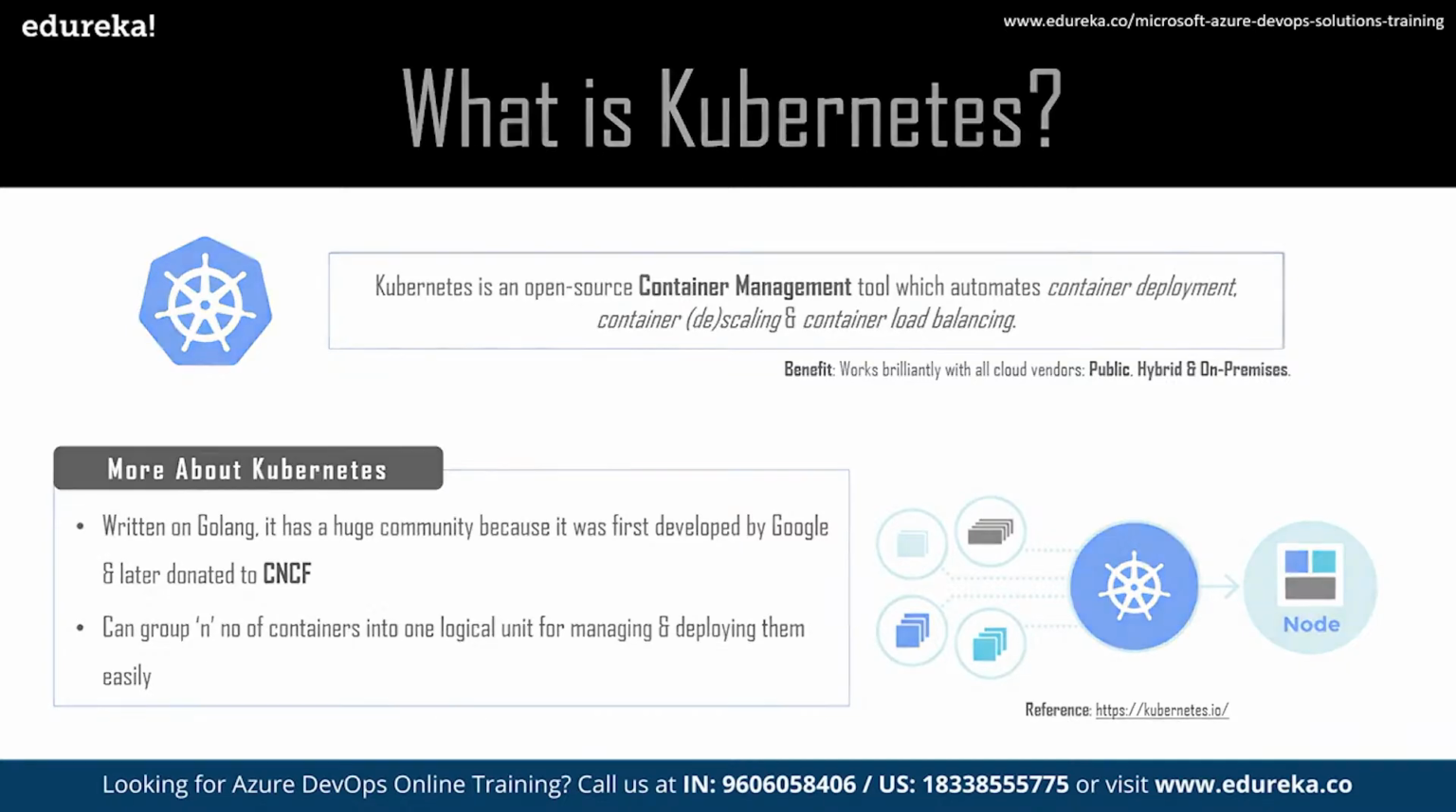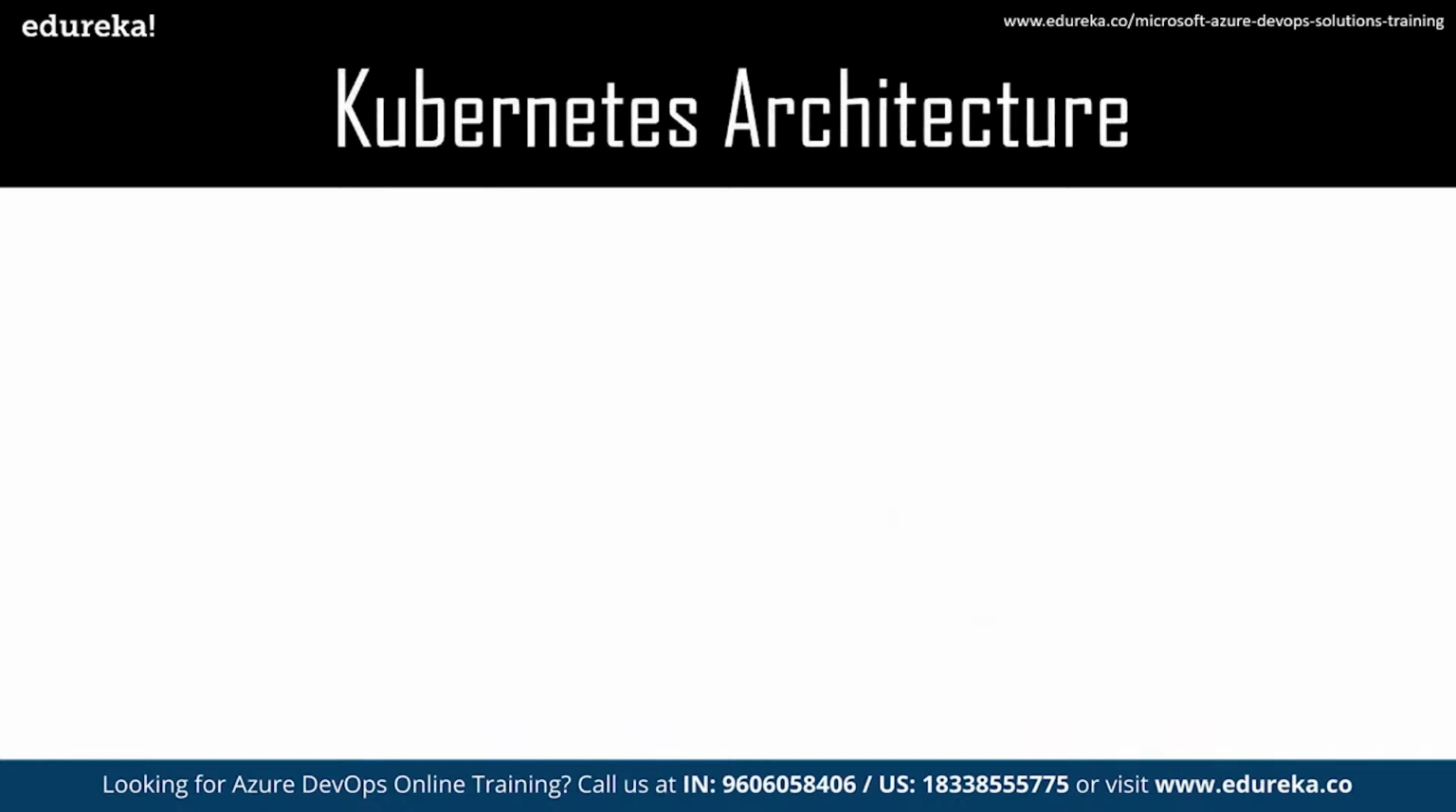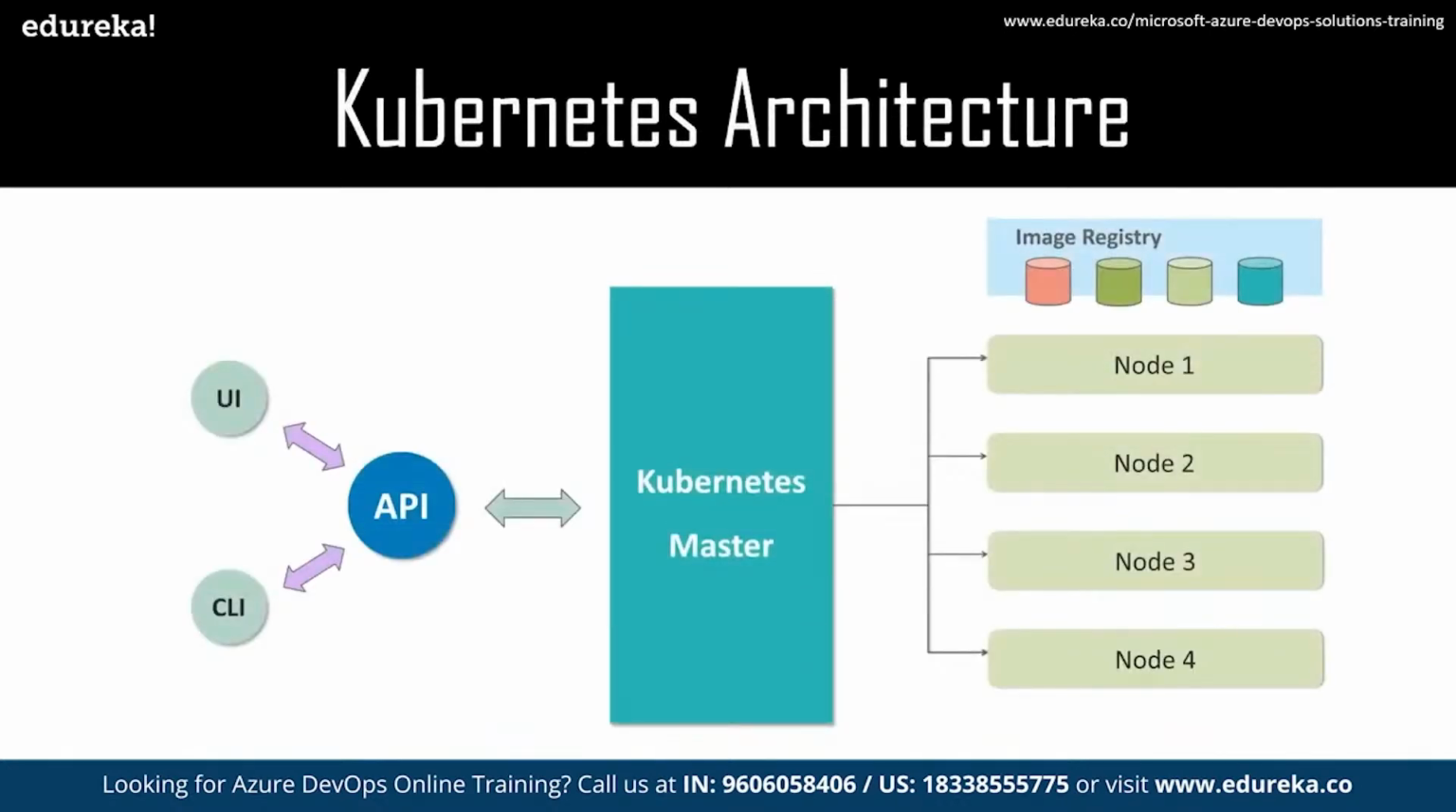Let's try and understand how the architecture of Kubernetes works and what are the components that you should know about. So this is what the basic architecture of Kubernetes looks like. You have your APIs, you have your Kubernetes master, you have your image registry, then you have your nodes, which basically are nothing but your applications. So let's try and understand these one by one, as in how these function. When you talk about the APIs, the CLI, and the UI, the first thing that you need to do is set up a Kubernetes cluster, right?